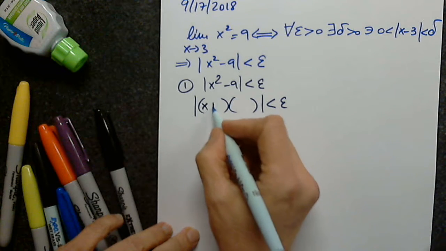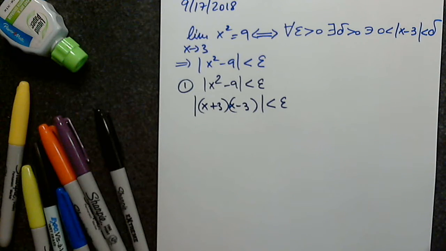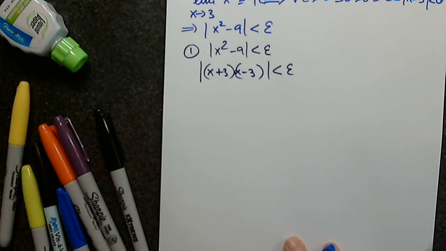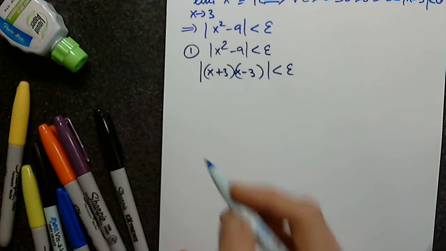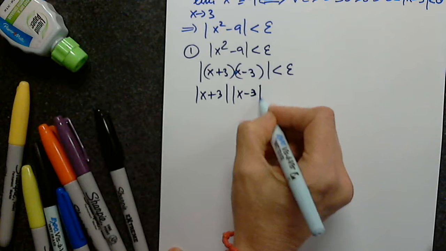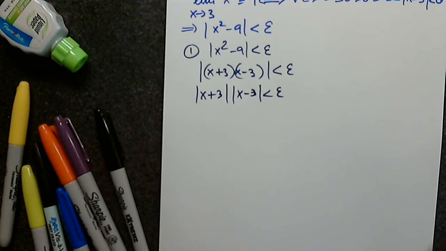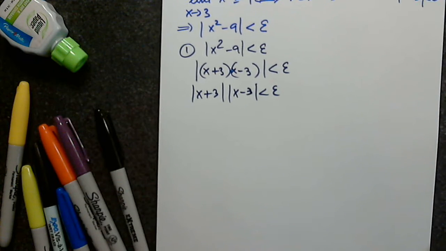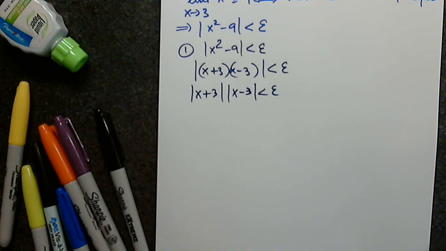Awesome. And now, at this point in time, I will use the absolute value property that says the absolute value of A times B is the absolute value of A times the absolute value of B. Very good. I'm on fire. You are. Thank you. Okay.